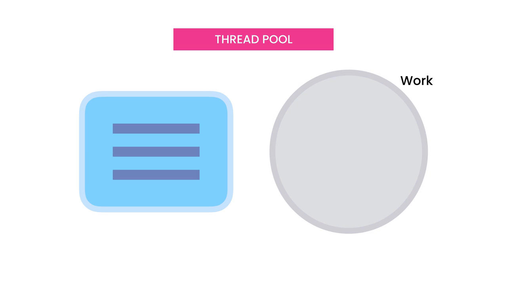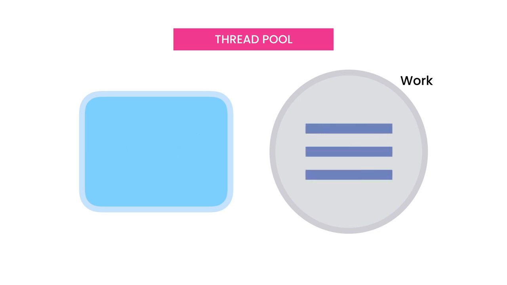For example, we can create a thread pool with 10 threads and submit 1,000 tasks to it. The thread pool would take care of assigning our tasks to these threads. If all threads are busy, the new tasks will wait in a queue. As soon as a thread becomes available, it will pick up a task from the queue and execute it.